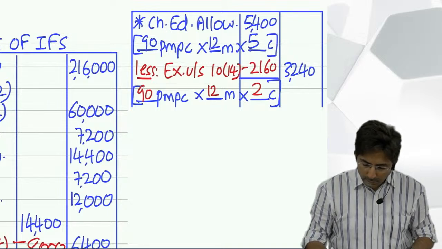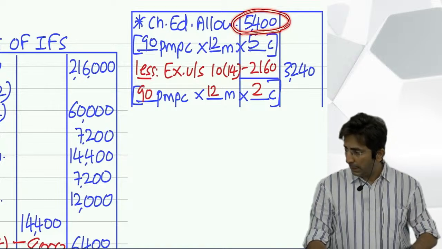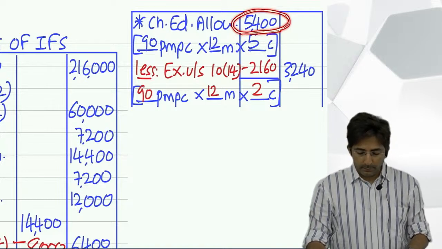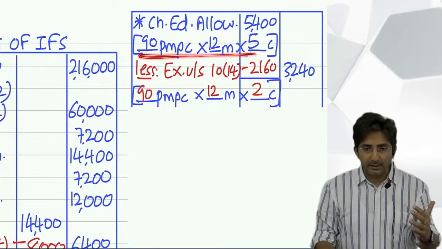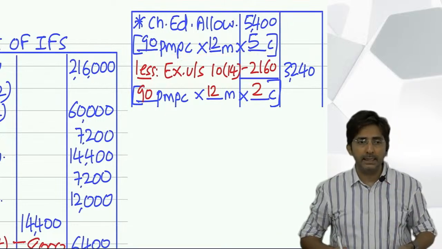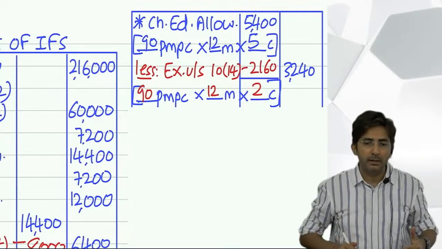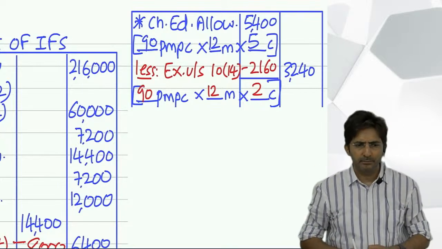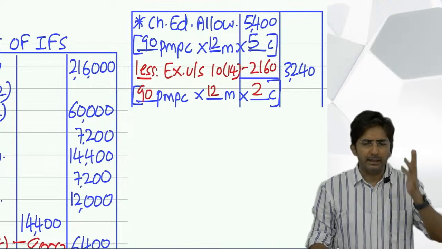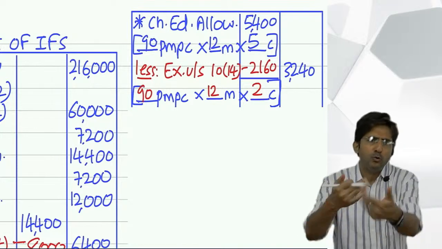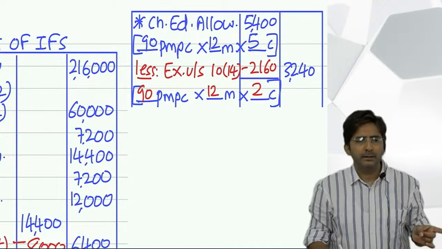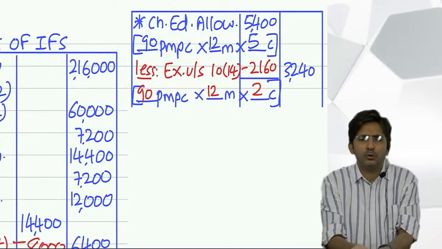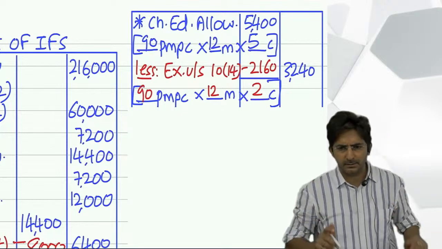Can you see this children education allowance inner column? 5400. See, if you don't arrange in this style, which style? Dash per month per child into dash months into dash children, you will make silly mistakes. If you're smart enough and you know everything properly, then do it in your own style. Law doesn't say you should present this way. I am telling my students this so that they should not make silly mistakes.